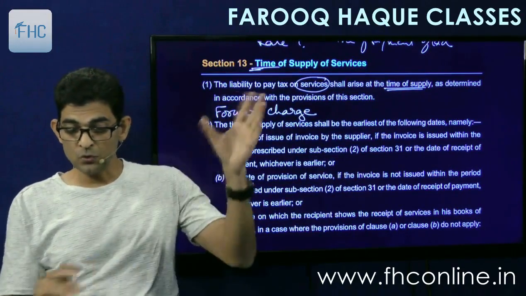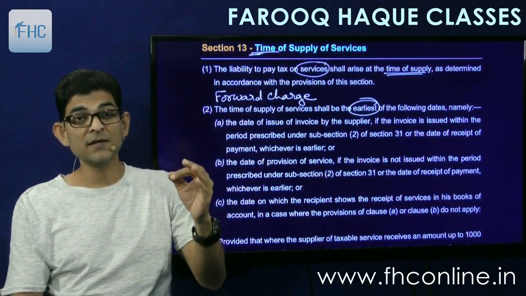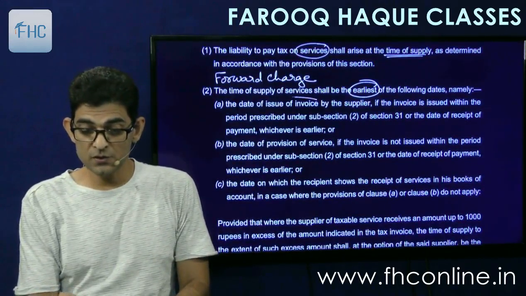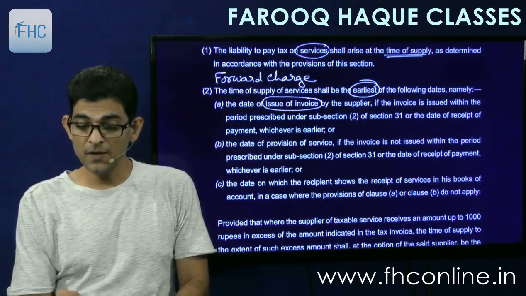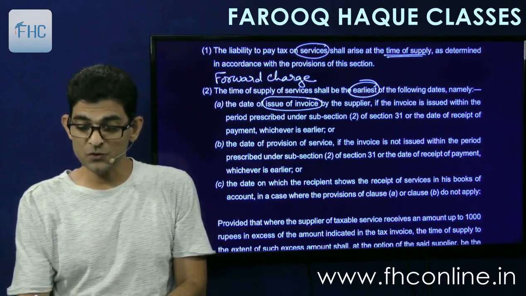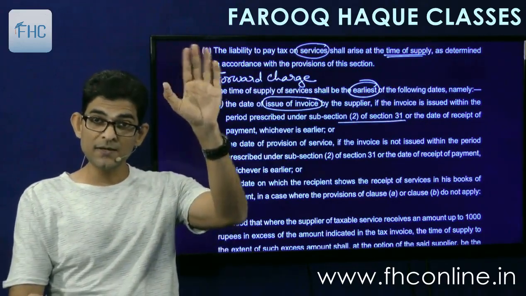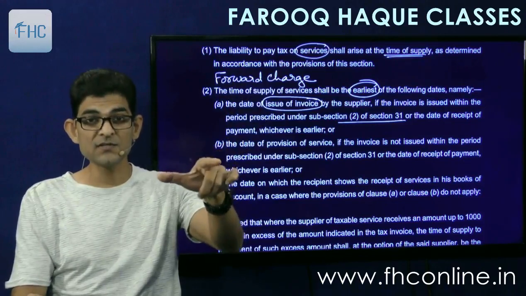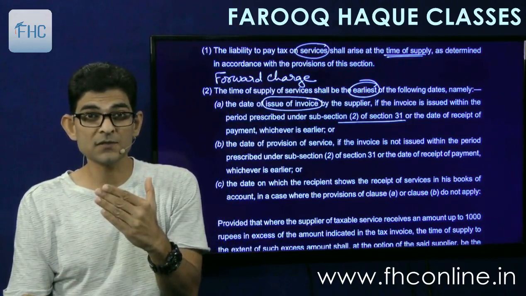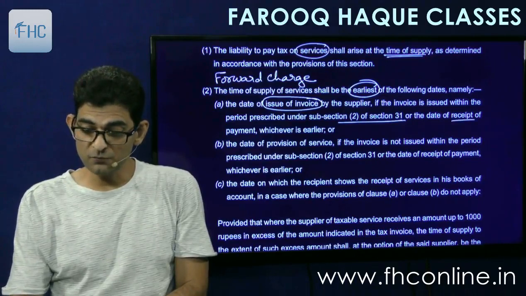Okay, so shall be earliest of the following dates. 3 dates are given and you have to take whichever is the earliest. Number 1, date of issue of invoice by the supplier, if the invoice is issued within period prescribed under section 31 subsection 2. Section 31 is again invoice section. In that subsection 2 is for service, which says that invoice has to be issued within 30 days of provision of service. Or the date of receipt of payment, whichever is earlier.